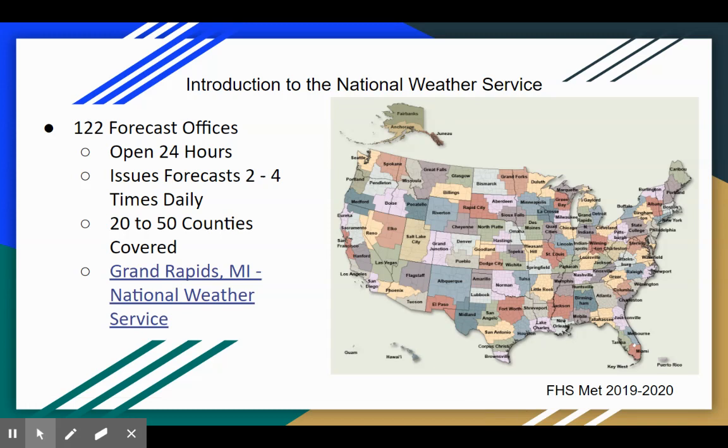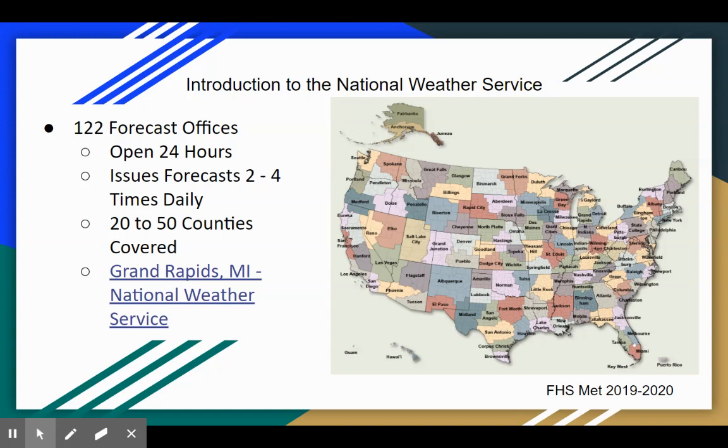The forecast office issues forecasts 2 to 4 times daily. Here in Grand Rapids, we usually get a forecast around 3:30 a.m. and then again at 3:30 p.m. And I'll show you those forecasts. You'll become familiar with reading those forecasts. There's a lot of terminology that broadcast meteorologists don't throw into their forecast because it's bigger, more difficult meteorological terms. But we'll learn how to read those, and you'll become familiar with all the different terminology that those meteorologists use in issuing their forecasts. Within these 122 forecast offices, 20 to 50 counties are covered.